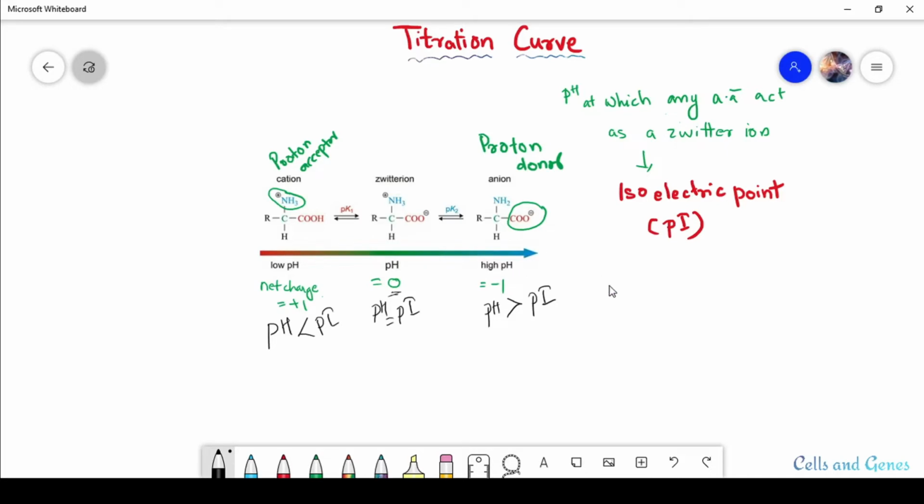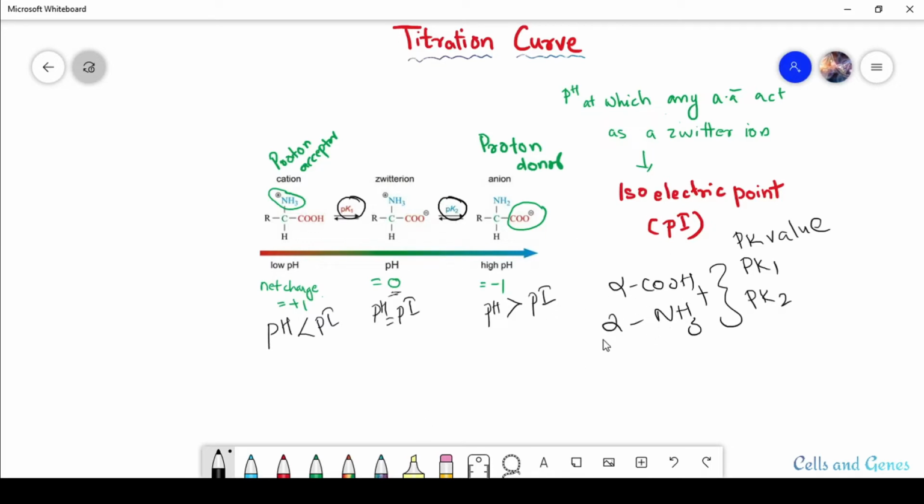The dissociable alpha carboxylic group and alpha amino group are responsible for two characteristic pK values. That is, pK1 for the alpha carboxylic group and pK2 for the alpha amino group. So this is shown here: this is the pK1 value and this is the pK2 value. These are the dissociation constants. The dissociable groups exhibit two characteristic values for pK.